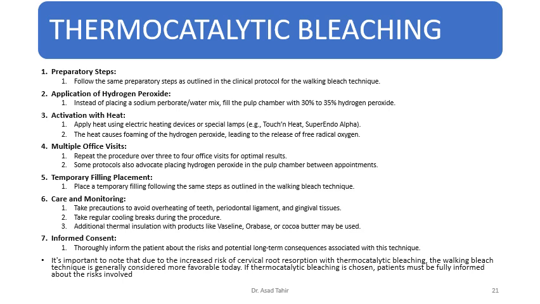peroxide. Activation with heat. Apply heat using electric heating devices or special lamps, e.g., Touch'n Heat, Superendo Alpha. The heat causes foaming of the hydrogen peroxide, leading to the release of free radical oxygen. Multiple office visits. Repeat the procedure over 3 to 4 office visits for optimal results. Some protocols also advocate placing hydrogen peroxide in the pulp chamber between treatments.